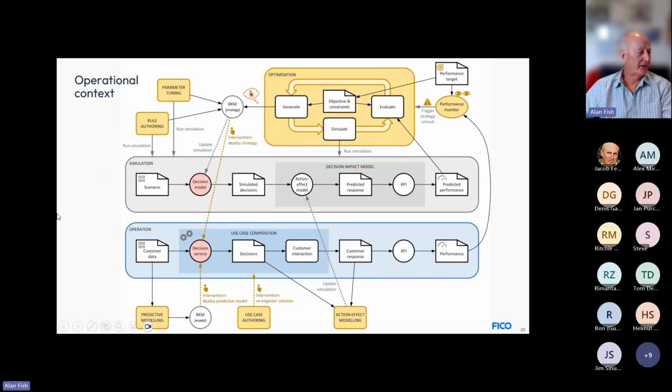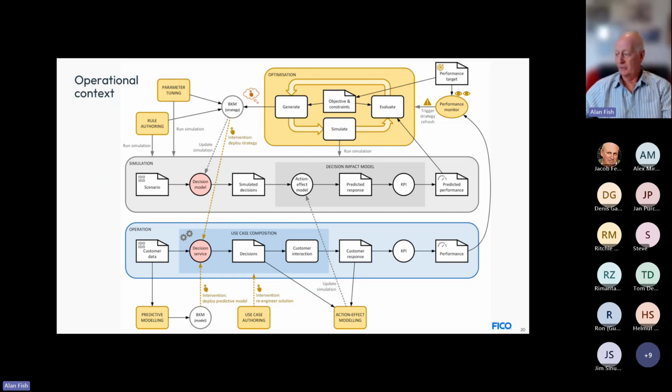Around about this diagram, I've got various types of intervention that can be made. We have the creation of new predictive models using analytic modeling. We can deploy those into the decision service. We can start from scratch and we can author a whole new use case. We have action effect modeling to improve the behavior of our decision impact model. We have two levels of authoring here. If we're exposing parameters from our decision model, we can simply tweak those, or we can actually author whole rule sets or various other types of decision logic.